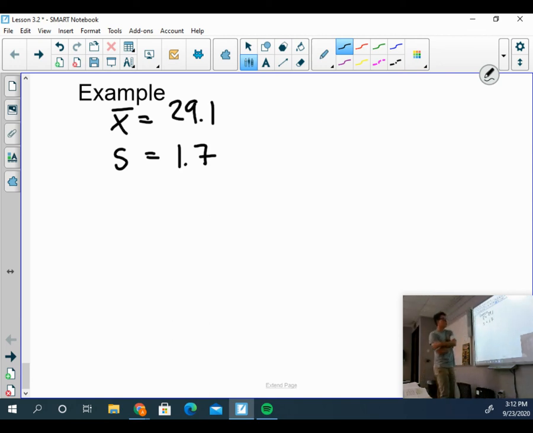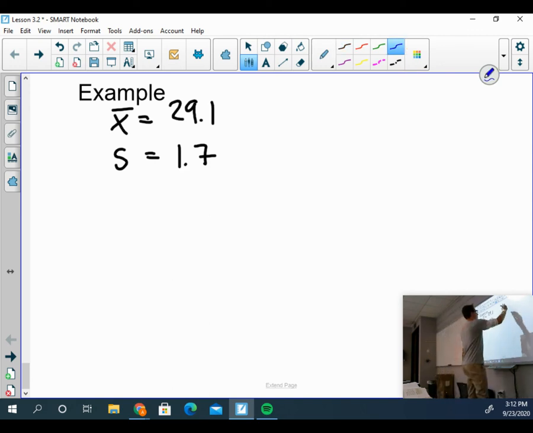So we could imagine this is a graduate school program, and this is the average age, 29.1, with a standard deviation of 1.7. And we want to find a range of numbers so that 75% fit in the program. So how are we going to do this? We'll use Chebyshev's formula.